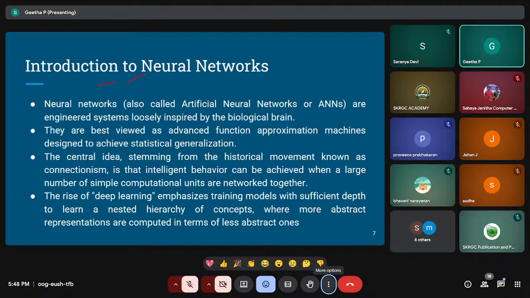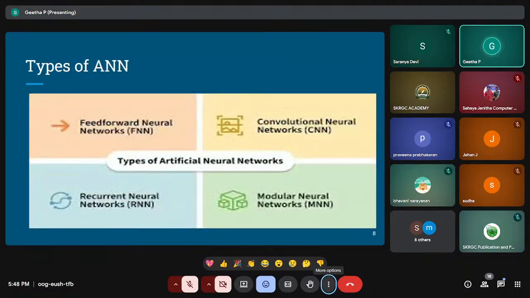The neural network is a computational model inspired by how the human brain works. It has interconnected nodes like neurons that can learn patterns from the data. Intelligent behavior can be achieved when a large number of simple computational units work together. And we have the deep learning model, which emphasizes training models with a nested hierarchy of concepts, with representations that are combined together. Basically, neural networks can be categorized into these types: feed forward neural networks, convolutional neural networks, recurrent neural networks, and modular neural networks.